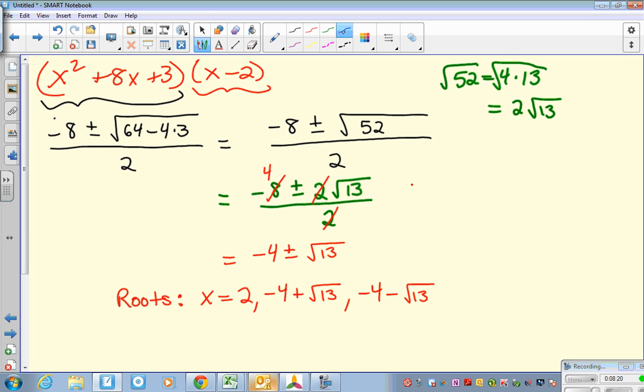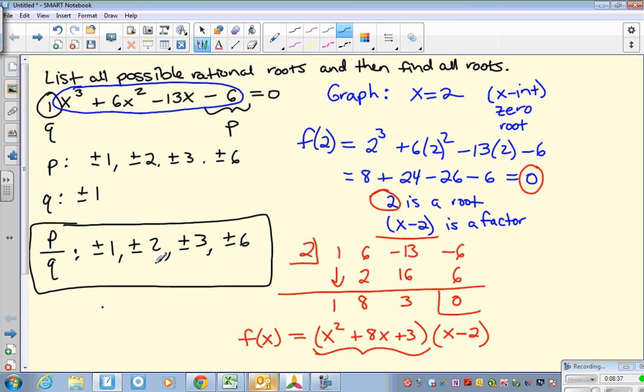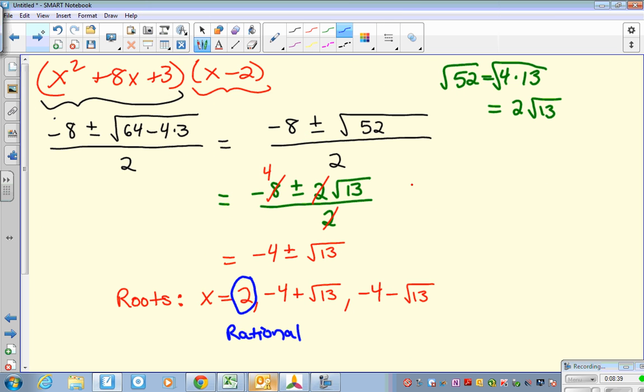Notice how 2 is rational. It is the only rational root. These are not rational because they have square roots in them. So we see 2 in our list, but we don't see any root stuff. That's okay. It's okay to get roots that are not rational. They just won't be on our list of possible rational roots.